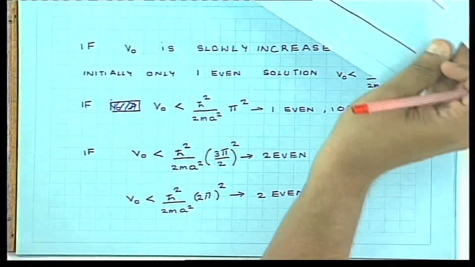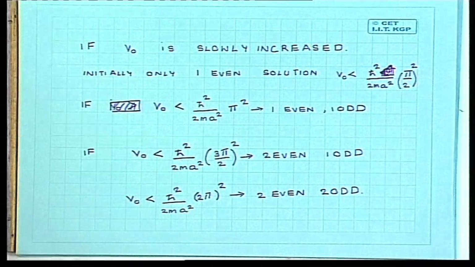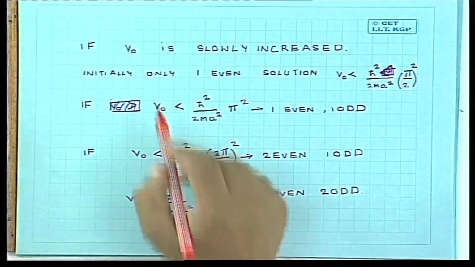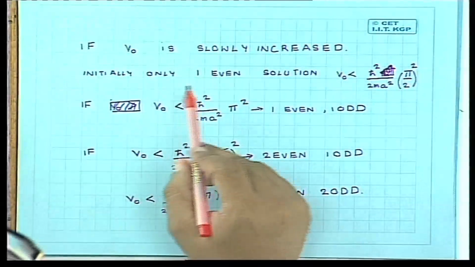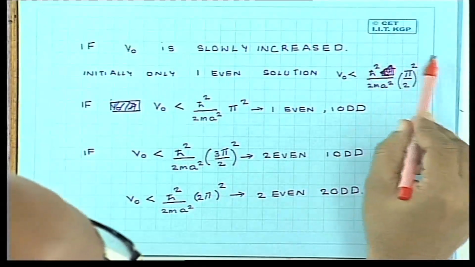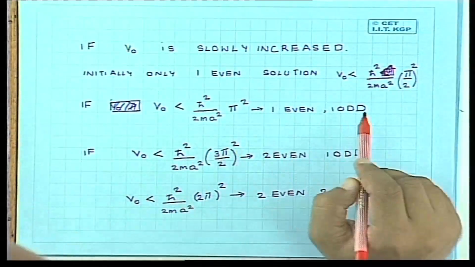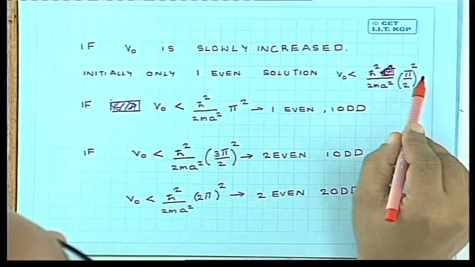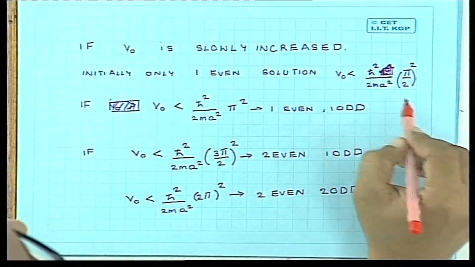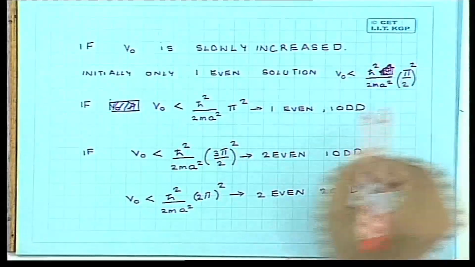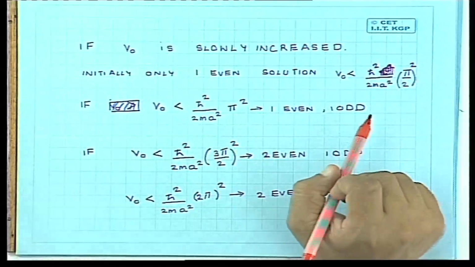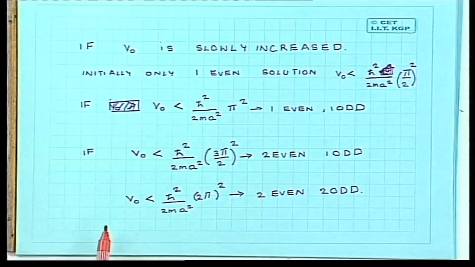So the situation will be as follows. No matter how small the value of the potential, you will have one solution, and this will be an even solution. As long as the potential is less than this value over here, which is ħ² by 2m, (π/2a)², so we have ħ² by 2ma² times (π/2)². If the potential is less than this, no matter how small it be, you will always have one even solution.